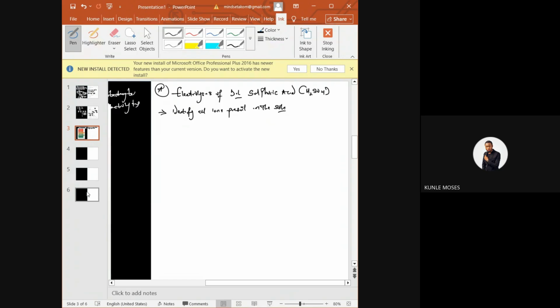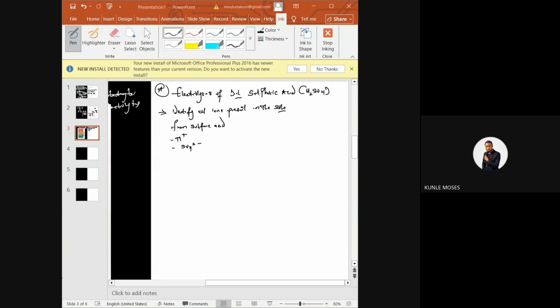So both the acid and the water are contributing to the ions. Sulfuric acid has its own ions. Water has its own ions. From sulfuric acid, what are the ions that we can possibly get? From H2SO4, we can get H plus, isn't it? What other thing can we get? We can get SO4 2 minus, isn't it? Are we together, everybody?